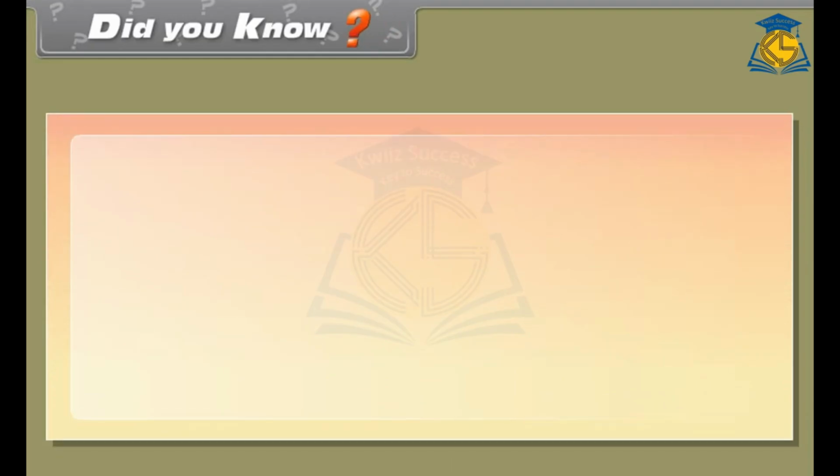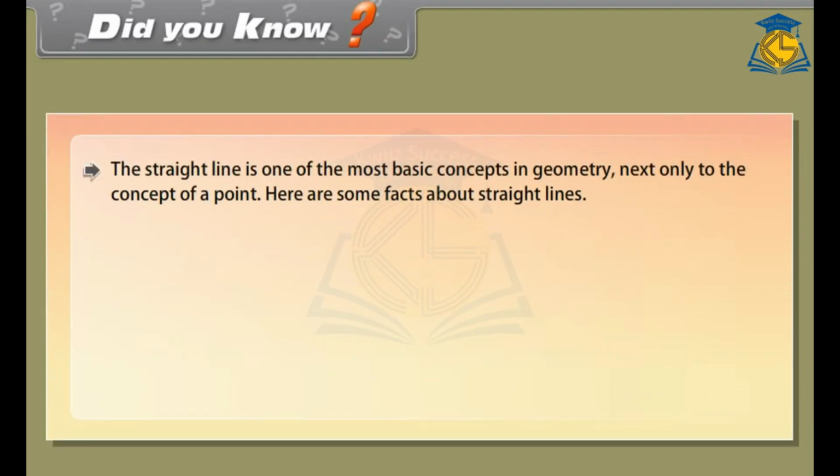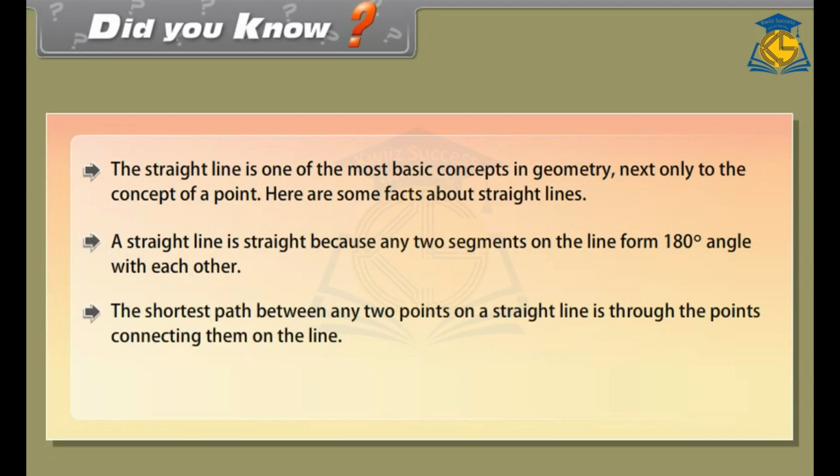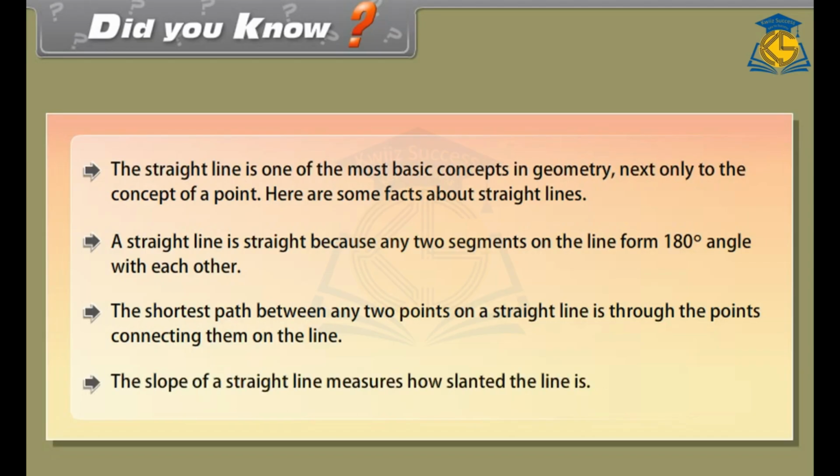Did you know? The straight line is one of the most basic concepts in geometry, next only to the concept of a point. Here are some facts about straight lines. A straight line is straight because any two segments on the line form 180 degrees angle with each other. The shortest path between any 2 points is through the points connecting them on the line. The slope of a straight line measures how slanted the line is.